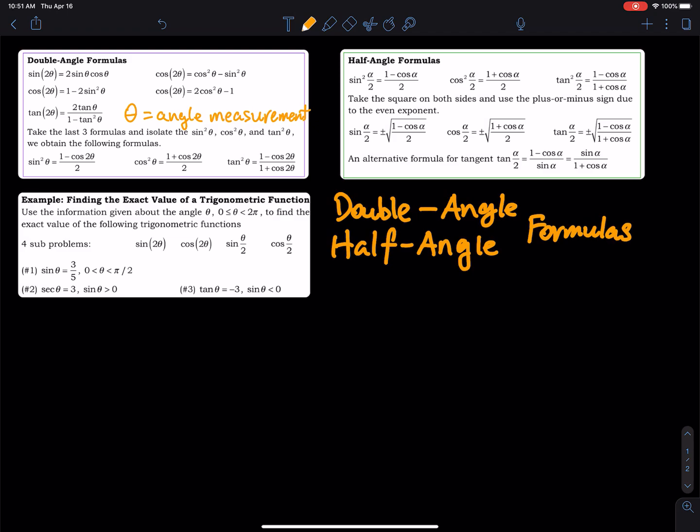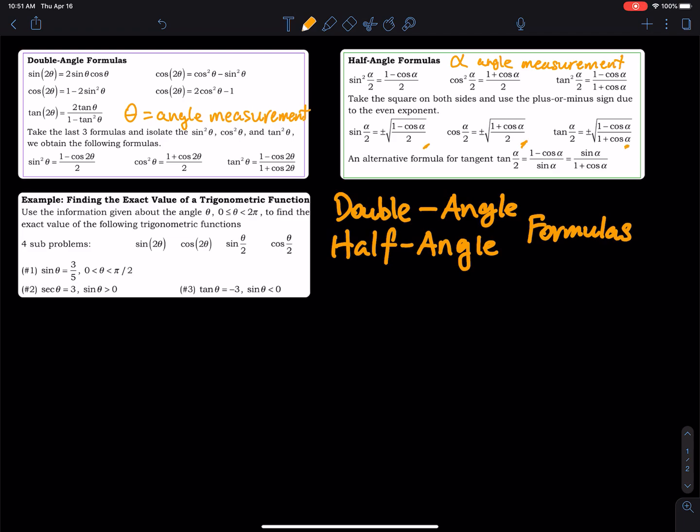And then on the other side, we have the half angle formula. This theta is also an angle measurement. We call this half angle because we take the angle and divide it by half. For the half angle formula, one thing you have to pay attention to is that we use the one that has a square root in it.